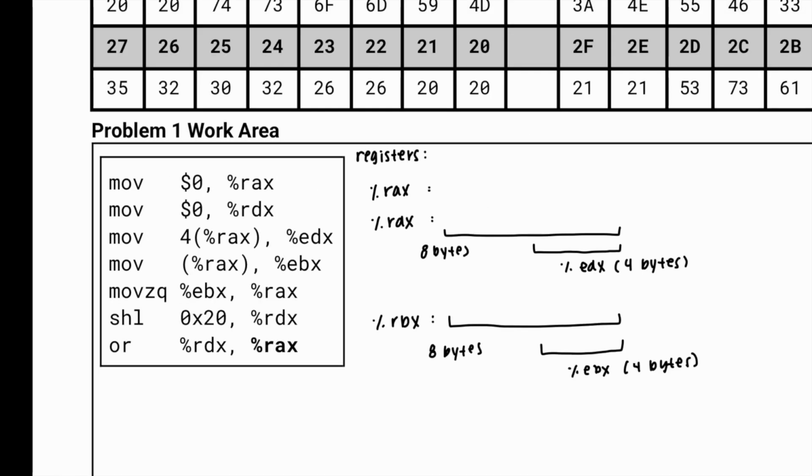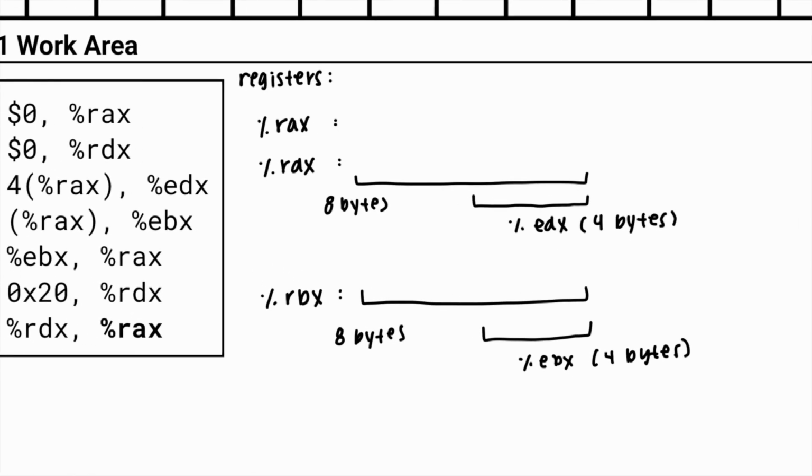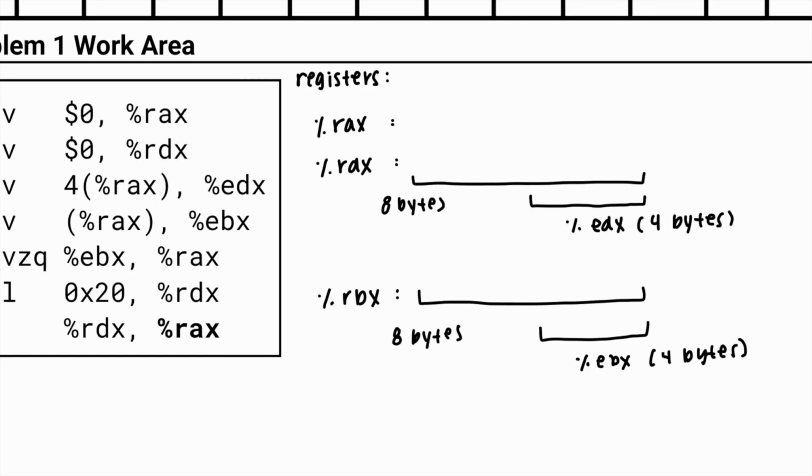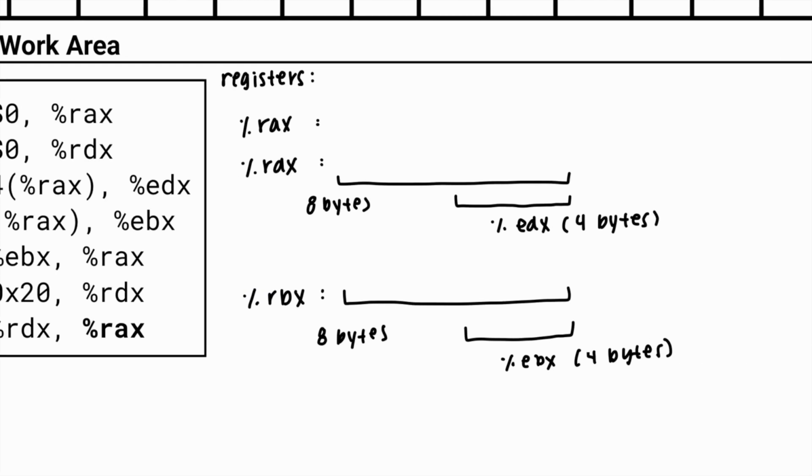Alright, I just drew out the registers for us. Let's review them really quickly. We have RAX, RDX, and RBX. Each of these registers are 64 bits or 8 bytes. And then I also saw that we were working with EDX and then EBX in our instructions. So I made sure to specify that EDX is the last 4 bytes of RDX, and then EBX is the last 4 bytes of RBX.